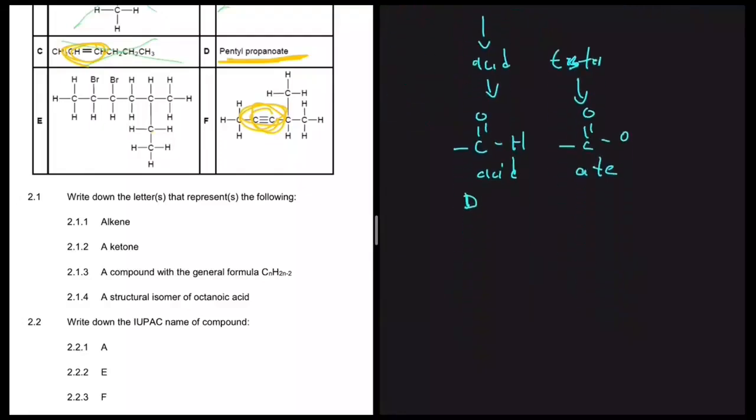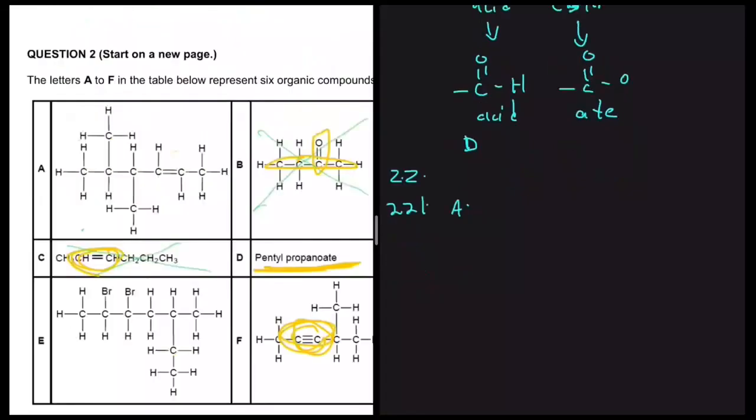And then now we can do 2.2. 2.2 starts by saying that let's write down the IUPAC name of compound A. So what you want to do first, step number 1, is to identify the longest carbon chain, right? So we have 1, 2, 3, 4, 5, 6. Even if you take any other way, you'll end up with 6, right? So now we know that as part of our name, we should have hex.